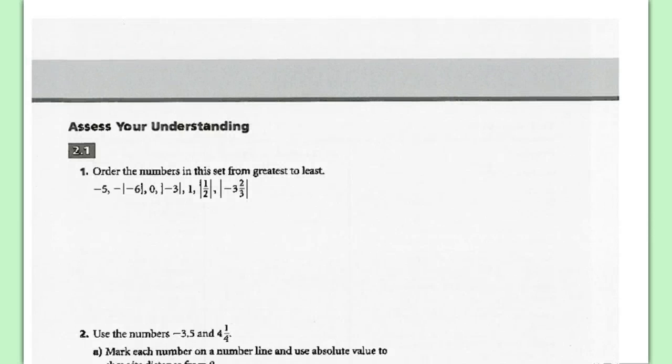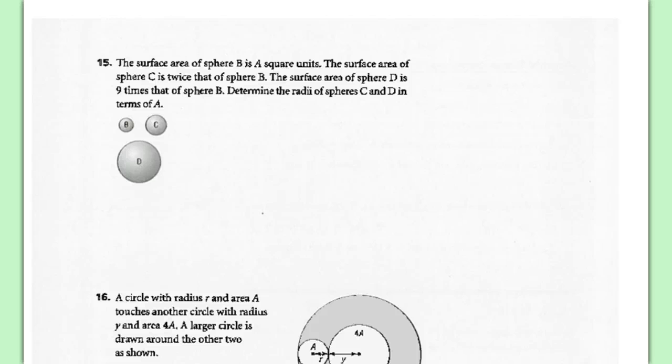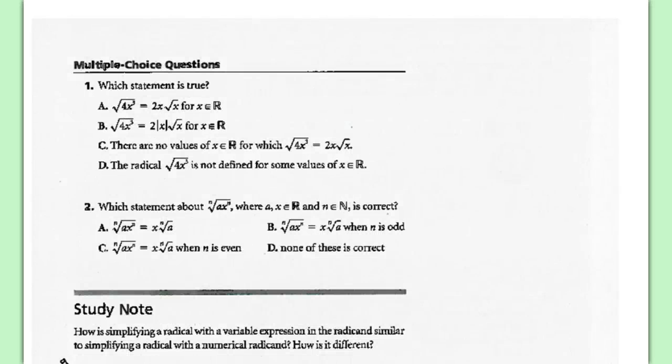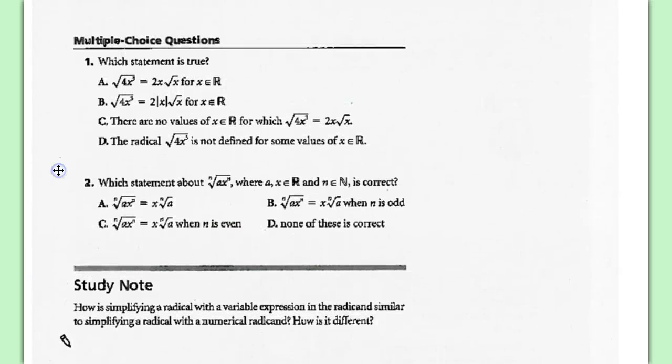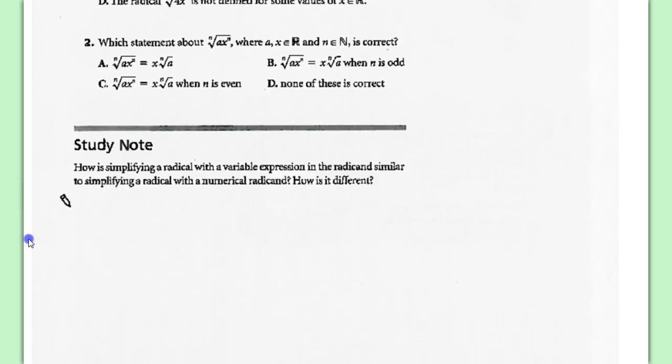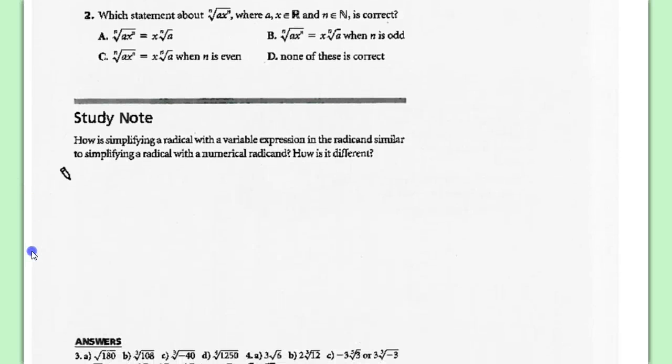Just a reminder, when you go back to one of the best questions I'd like you to ponder as you're fighting through the previous day's assignment was the multiple choice question and the study notes. I don't always assign them, but they sure are good for reflection. So when you ponder back to the previous section, how was simplifying a radical with a variable expression similar and yet different than simplifying with a numerical radicand?